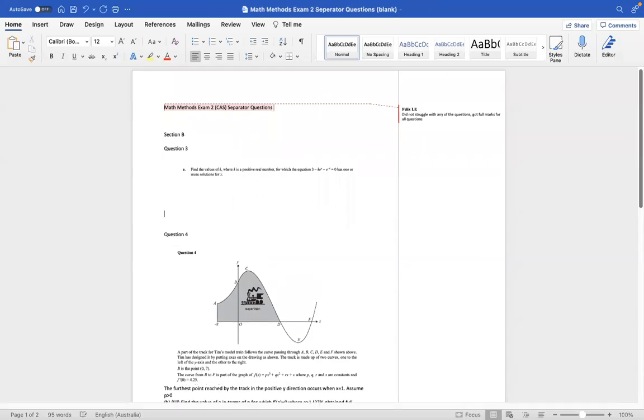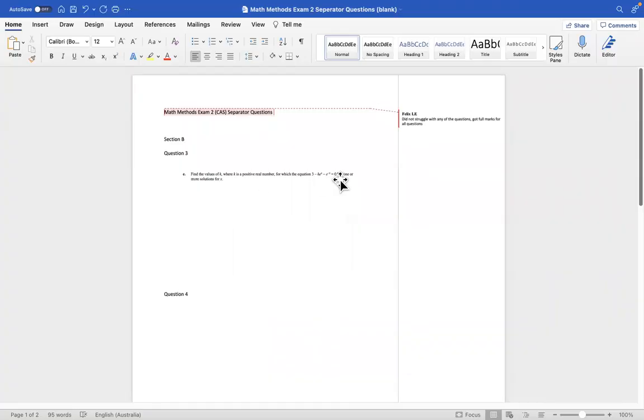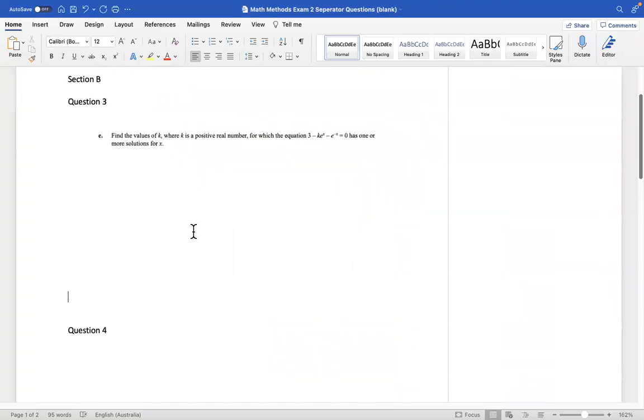All right, let's go through question 3. Question 3 says we need to prove whether each of the following have one or more solutions for x. I might be thinking, well, how can we do this? So first, let's think about what we can do. So we have 3 minus k e^x minus e to the power negative x.